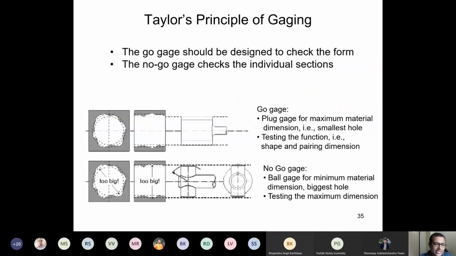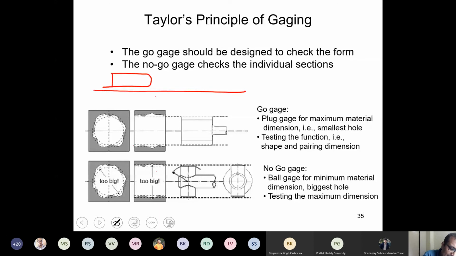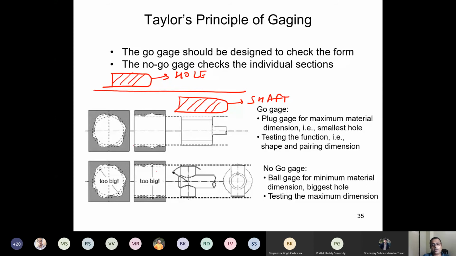Now, I ask you one thing. I showed you these kind of things, right? Shafts. So let's say this is the zero line, it's a clearance fit, this is hole, this is shaft. And how do I measure these things? How do I measure a hole? If I have to make a gauge for measuring my dimensional accuracy, how do I go ahead and do it? Can somebody just make a guess? How do I do that?